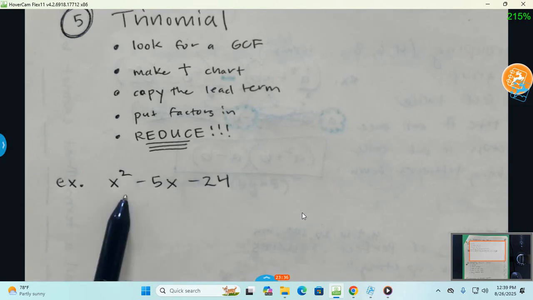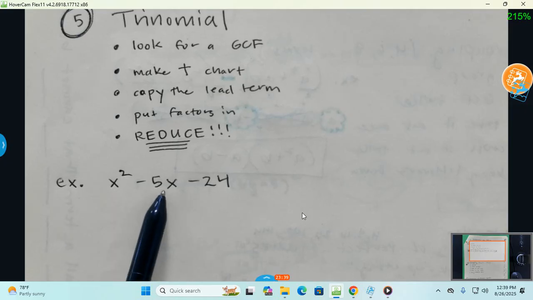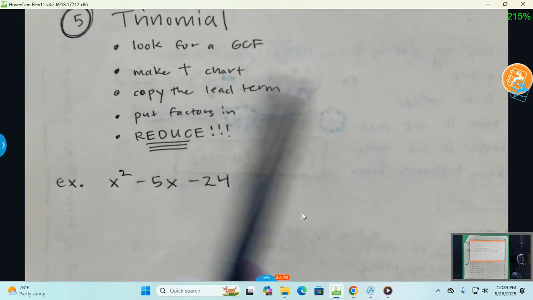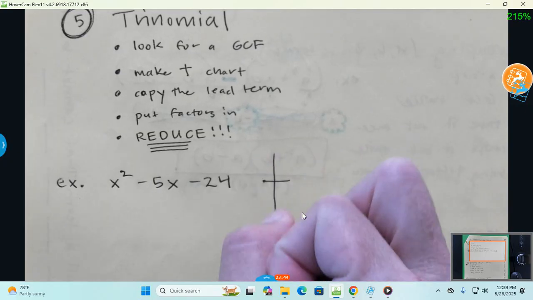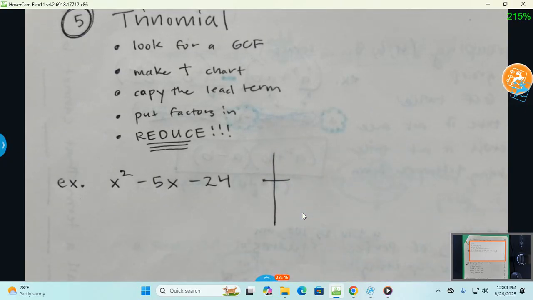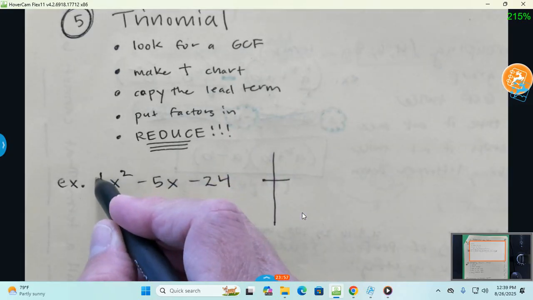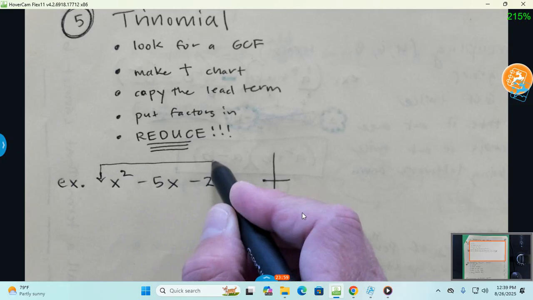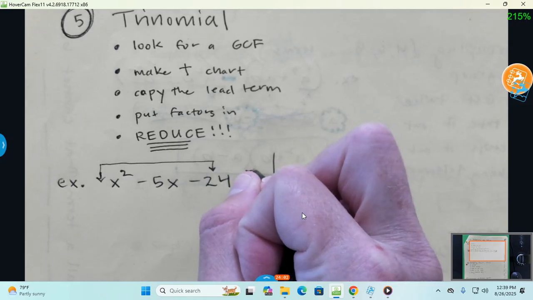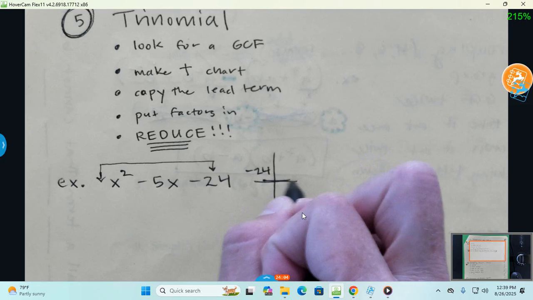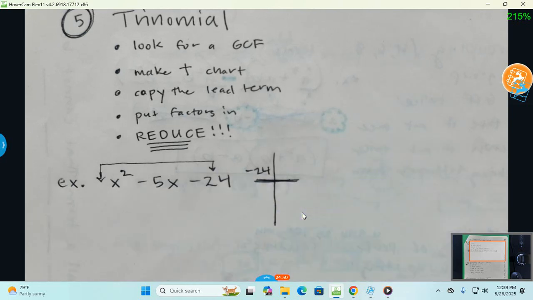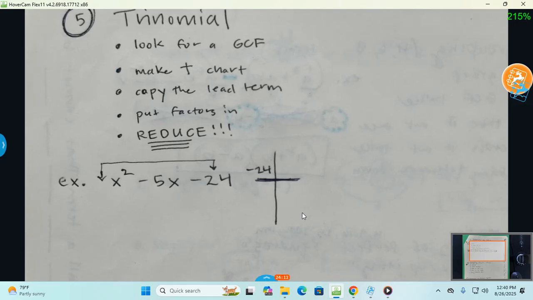Well, this doesn't have a GCF. There's nothing that will go into x squared, 5x, and 24. So next, I just make a T-chart. It literally looks like that. Now, how you fill your T-chart out is a little more involved. What you do is you multiply the first term, which is a 1, times the last term, which is a negative 24, and you put that at the beginning of your chart. Okay, so the first term times the last term goes at the beginning of your chart. This is called a T-chart.